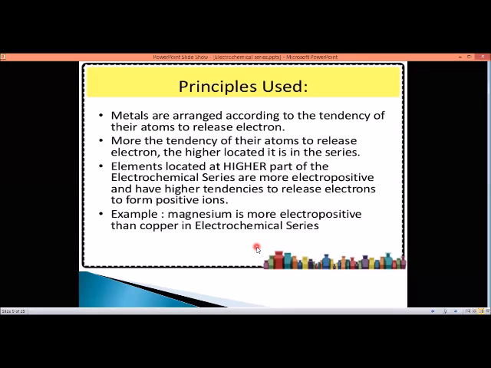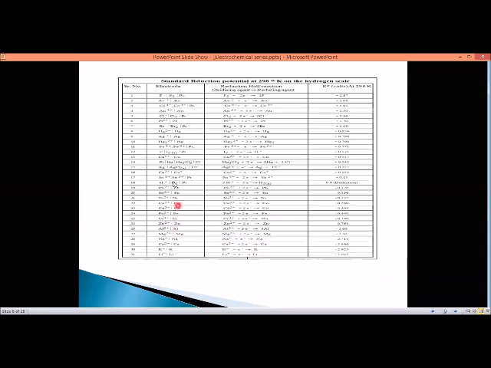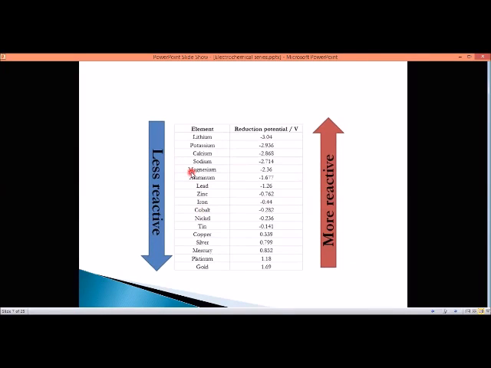For example, we saw magnesium. Here you see, where is magnesium? Here it is. So magnesium is on top. Copper is at the bottom. So magnesium is more electropositive. Copper is less electropositive. Magnesium will be more reactive. Copper will be less reactive.